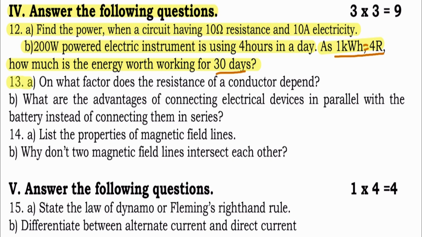Question number 13. On what factor does the resistance of a conductor depend? The resistance of a conductor depends on length of the conductor, cross-sectional area, material, temperature, and various factors like this.